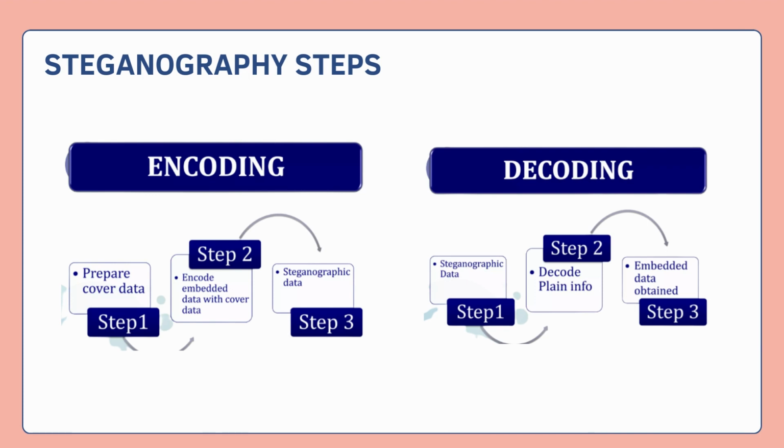Now, in the encoding of a message, the first step is preparing a cover data in which the data can be hidden. In the second step, we have to encode the embedded data with the cover data. And finally, we obtain the steganographic data, which is ready to be transmitted. At the decoding side, or the recipient side, we have the steganographic data. So, the first step is to decode this steganographic data into plain data or information. And finally, the embedded data can be obtained at the recipient's side.